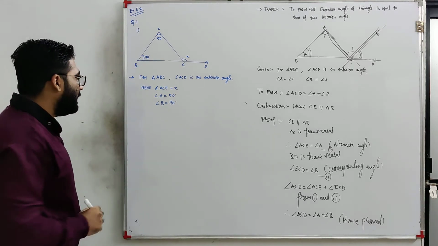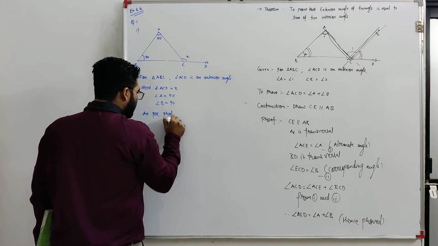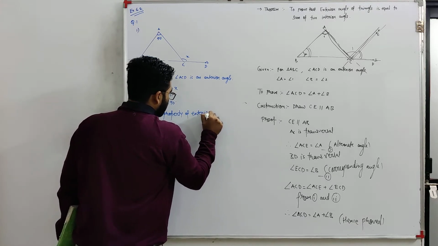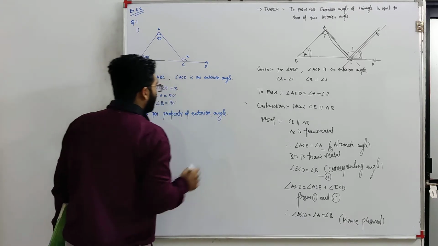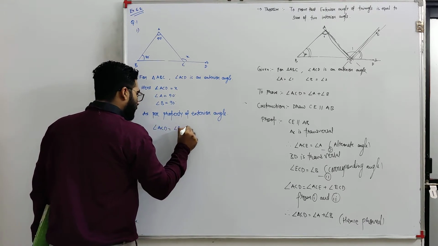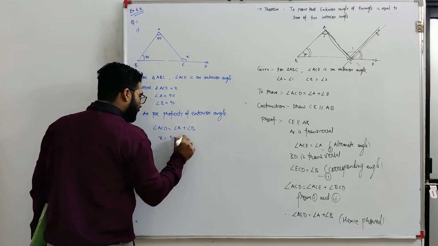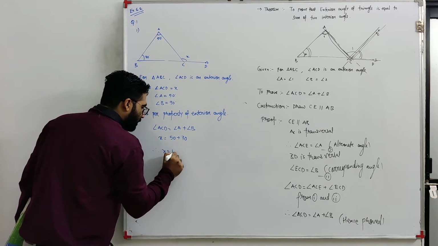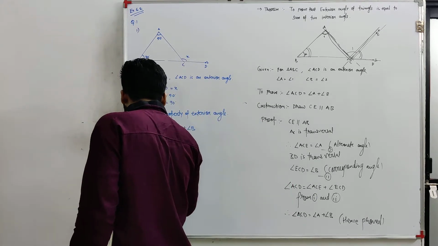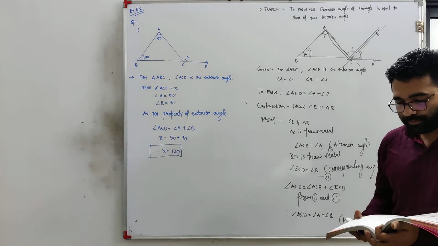So now I am writing like this: as per the property of exterior angle. What is the property of exterior angle? We can say that angle ACD is equal to angle A plus angle B. What is ACD? X. X is equal to 50 plus 70. So therefore x is equal to 120. So this is my answer. Like this you have to solve all the questions of exercise 6.2 question number 1.